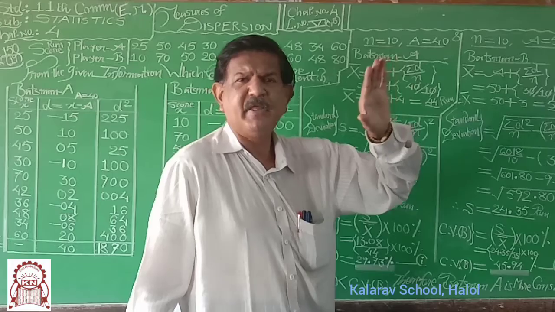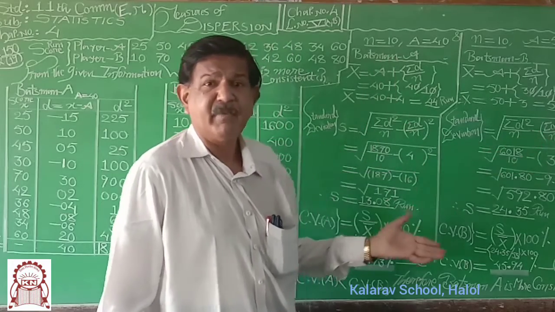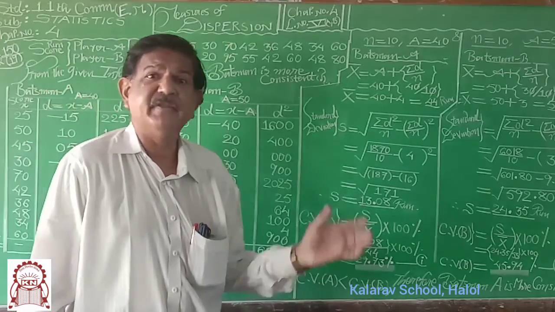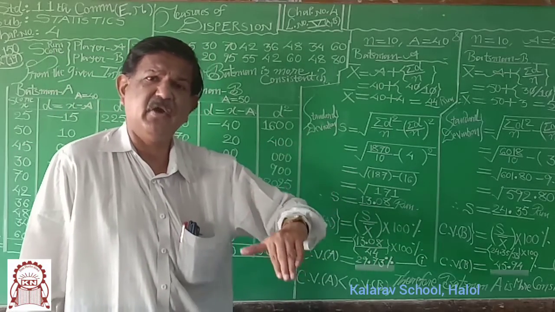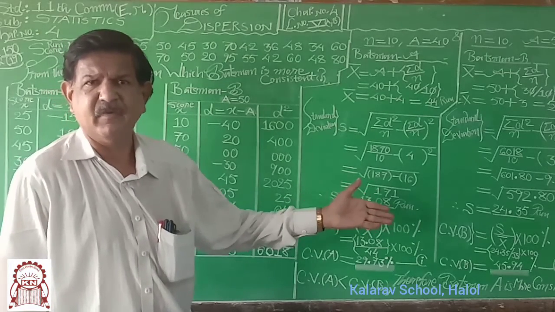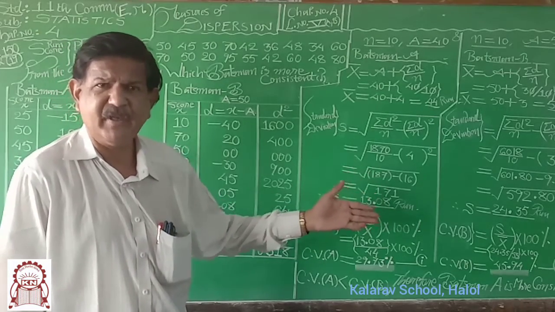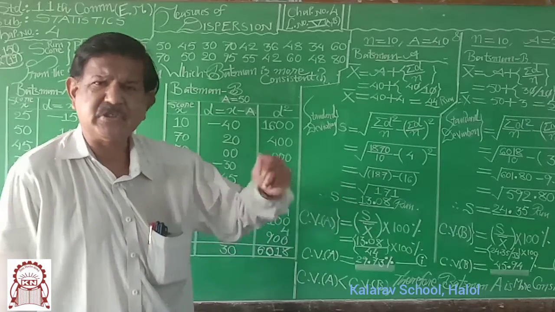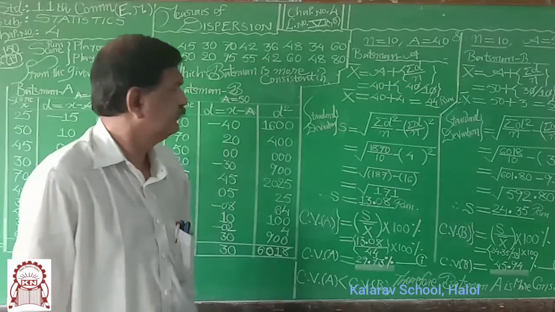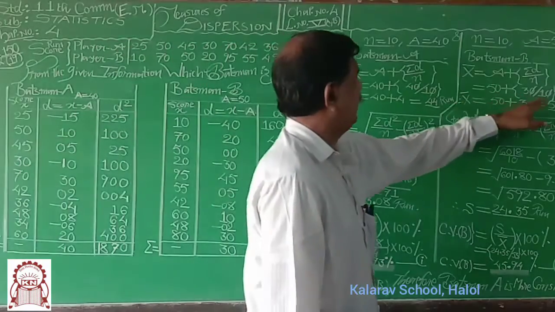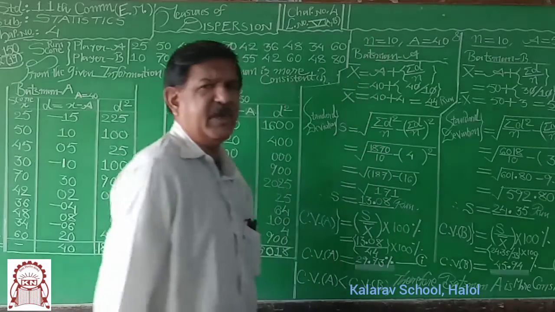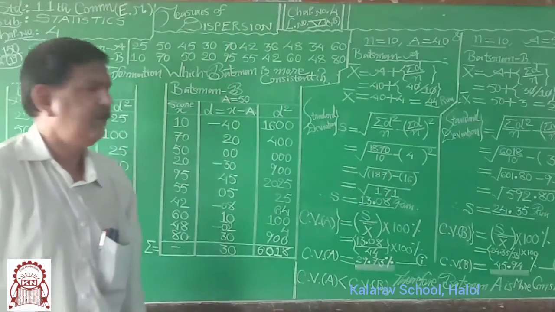You can make use of the direct method also, but this is the standard method. This is the master key. Whether the x bar is an integer or a fraction, you may make use of this method in both cases. The D method, deviation method, or shortcut method is the master key. You can apply it for each and every example. 50 plus 3030 upon 10, so 53 runs is the average run rate for player B.